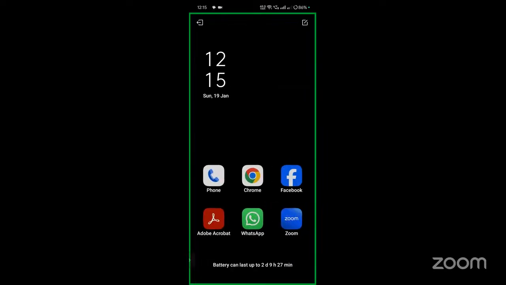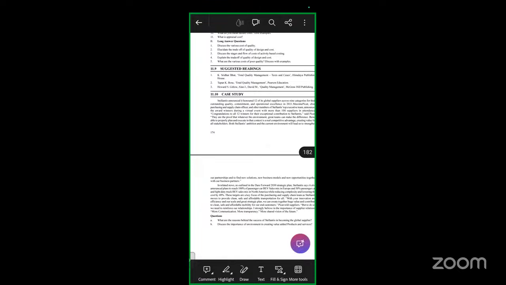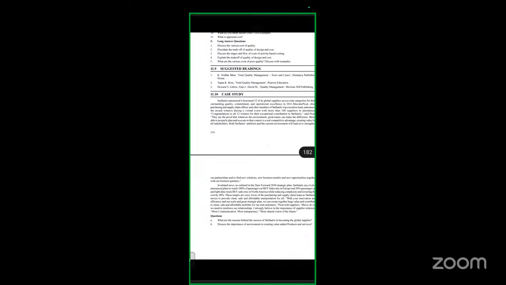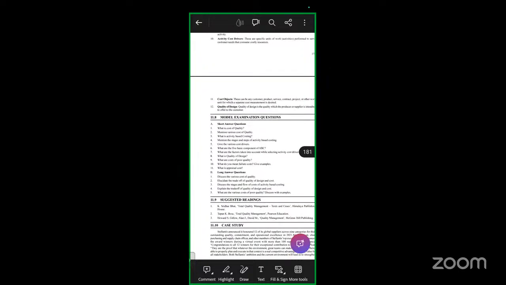So almost we have covered 3 units, 3 blocks as of now. For your benefit, I'm going to revise this again. What is quality management and how does it look? We are at page number 182, unit number 11.